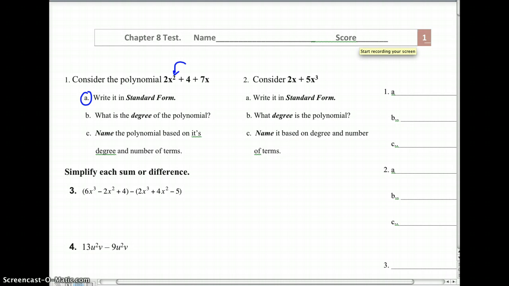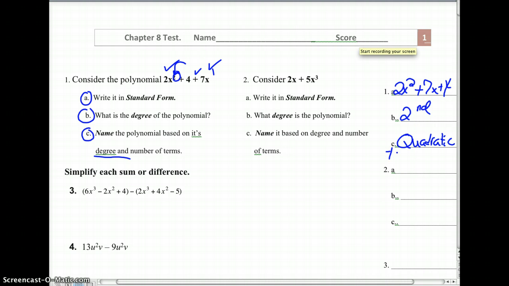Standard form takes the highest exponent first, followed by the next highest, which in this case would be 7x to the first plus 4. What is the degree? The degree is a number, and it's the highest power or exponent that you see. So that would be a second degree. When we name it based on its degree, second degrees are called quadratic, and based on number of terms, we count them up, 1, 2, 3. That would be called a quadratic trinomial.